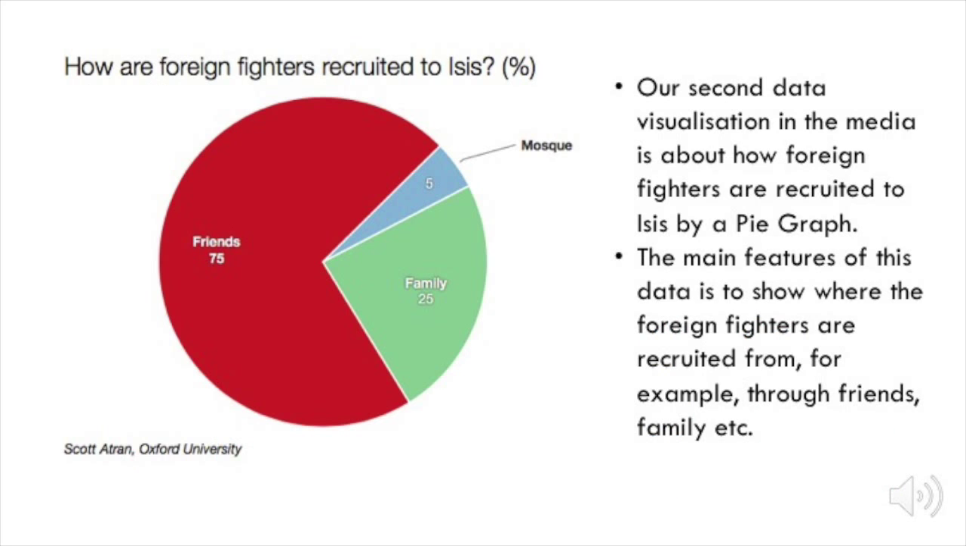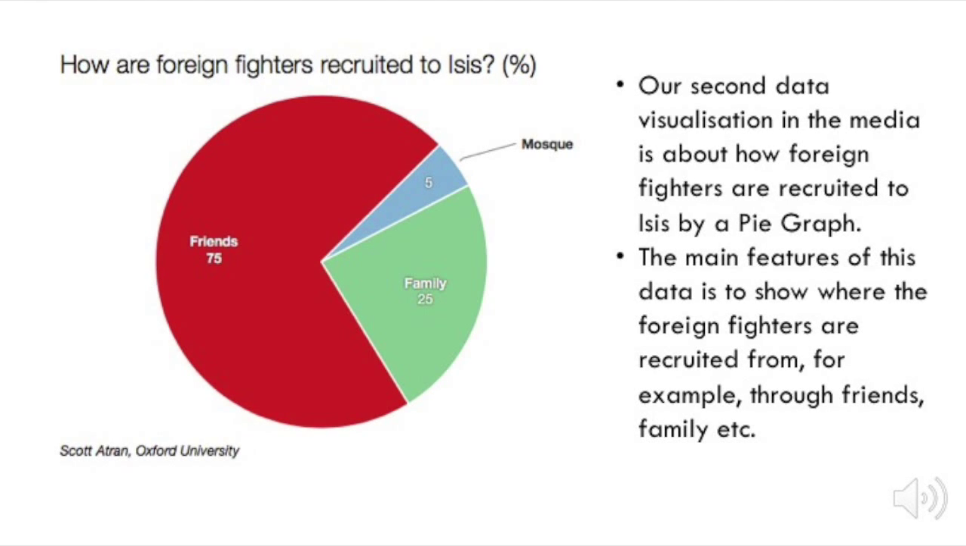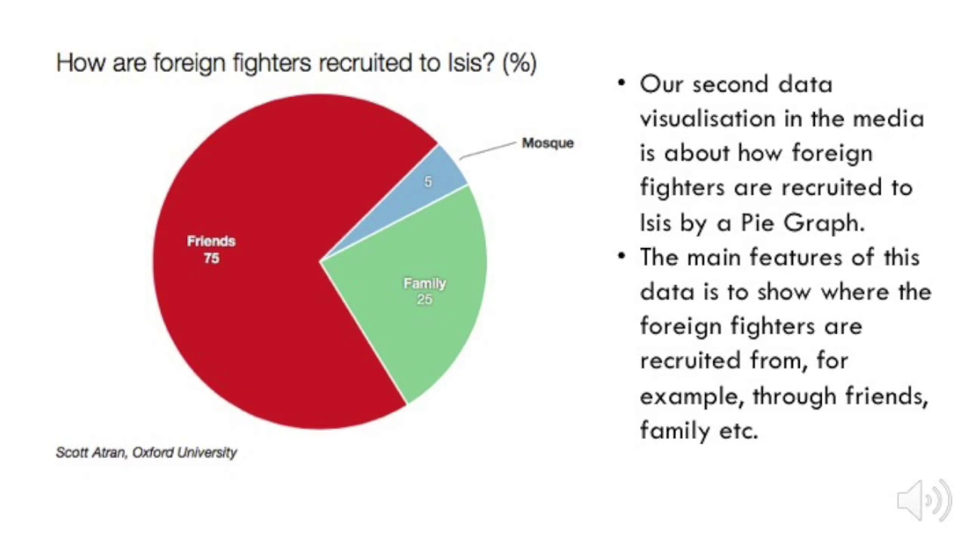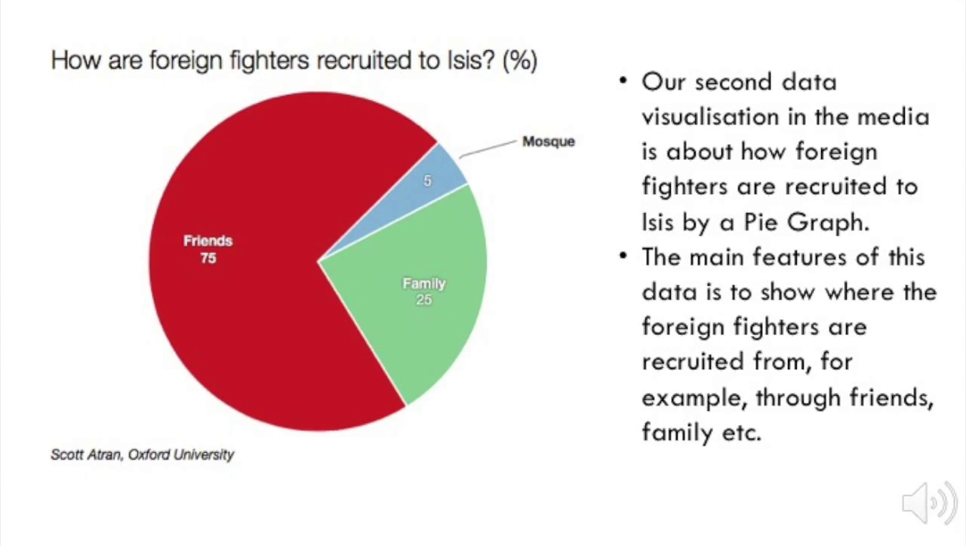The second piece of visualising data that we have found was from The Independent, and it shows how foreign fighters were recruited to ISIS using percentages, and it's a pie chart. The main feature of this data is to show where the foreign fighters are recruited from, for example, through friends, family, or a mosque.